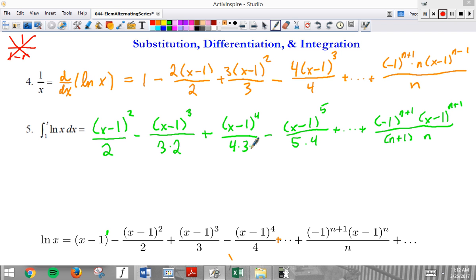And that's all I have to say about using the elementary series. It's just memorizing it. Please try out all the exercises. It's really not that bad. This is a good section.